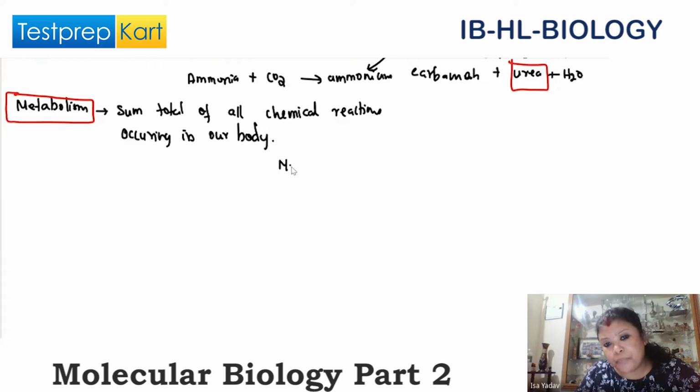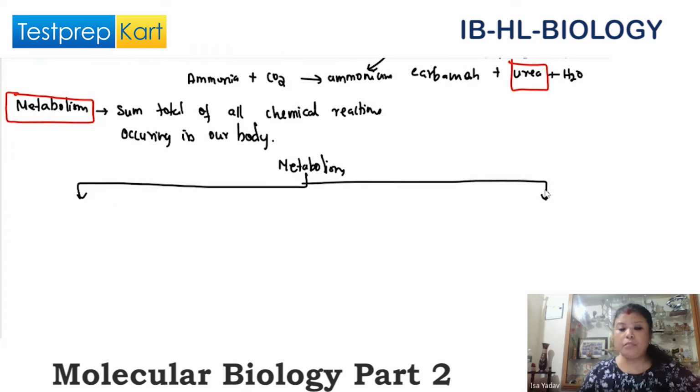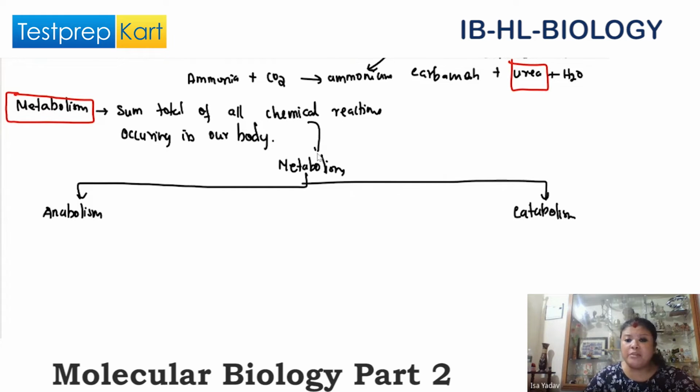Let me write here. Metabolism is of two types. They have divided metabolism into two categories. One we call anabolism, another is catabolism. Okay, one is what? Anabolism, and another one is what? Catabolism. Clear? So metabolism we know. Now what is this anabolism and catabolism?